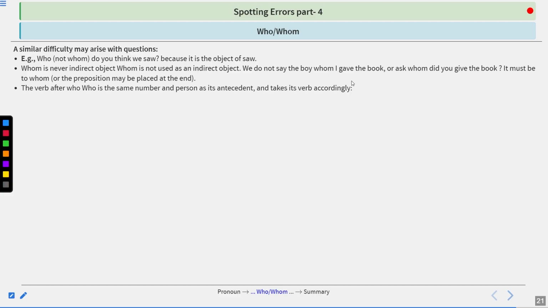The verb after who is of the same number and person as its antecedent and takes its verb accordingly. In the previous slides we have discussed the same. It is I who am to blame. So here the antecedent of the relative pronoun who is I. According to I we have used am, and according to the antecedent we will use verbs.